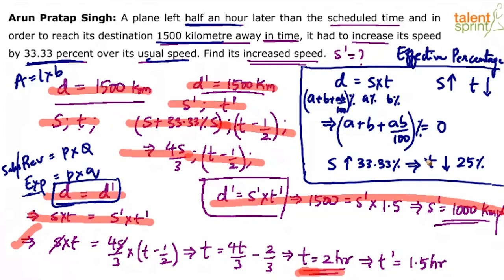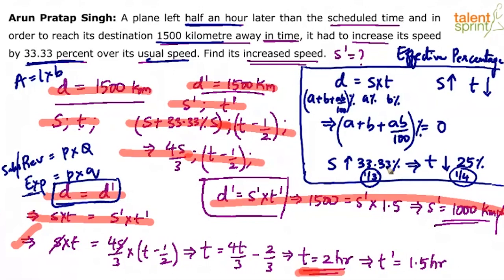See, basically what is it? 33.33% is equal to 1 by 3. We want to reduce it. I explained this concept of fractions, right? 1 by 3 should be reduced. How will you reduce the fraction? By increasing the denominator. By how much will you increase the denominator? By 1. Why are we increasing the denominator by 1? Because the numerator is equal to 1. So 1 by 3 will become 1 by 3 plus 1, 1 by 4. So that's the point. If the speed increases by 1 by 3, time reduces by 1 by 4. 1 by 4 is 25%.